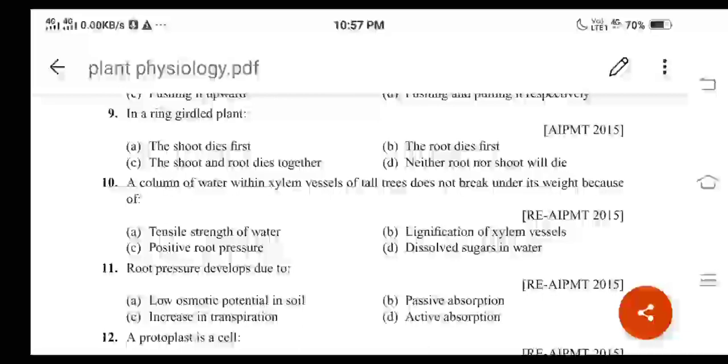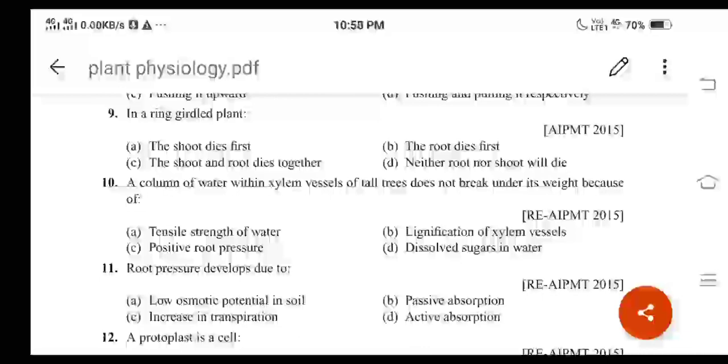If a ring is girdled in the plant, there will be no food translocation to the root, and because of this reason the root will die first, right? Option B is the correct answer, right? Then the next question, the 10th question: a column of water within xylem vessels of all tall trees does not break under its weight because of, okay.